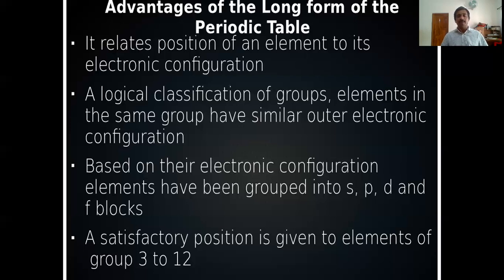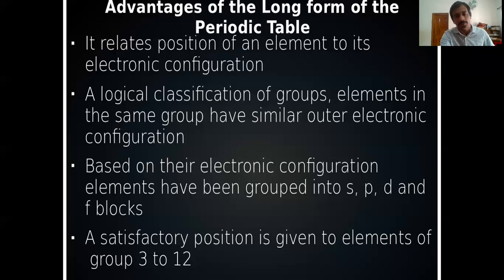A satisfactory position is given to elements of group 3 to 12. These are the advantages of modern periodic table.